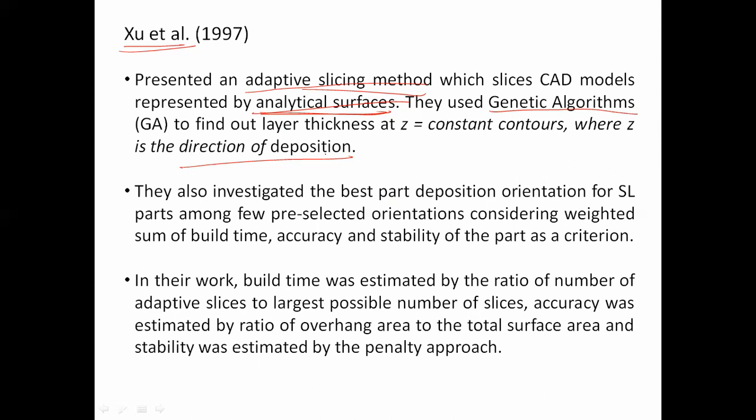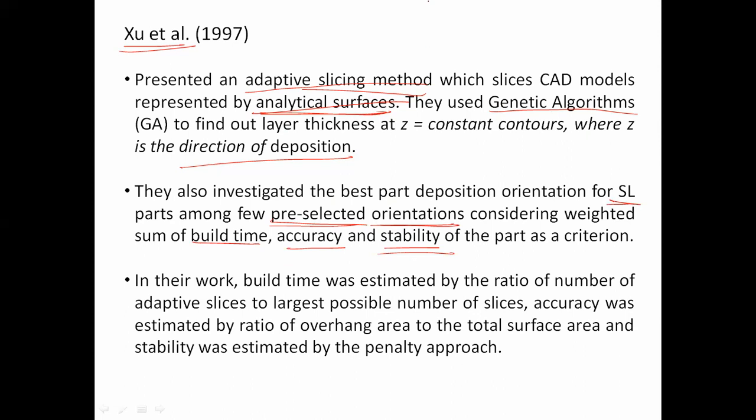So this work was done in two stages. Initially, for the stereolithography process, as you can see, most of the work is focused on stereolithography and FDM only. SLS and other processes came into the picture later on, so their work was basically picked up from these works only. So Zhu also worked on the stereolithography process, and first of all, he pre-selected some orientations, and what he considered was build time, accuracy, and stability of the part as the criteria.